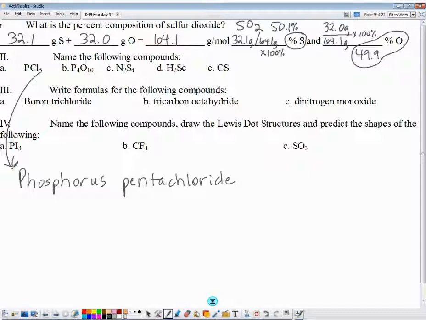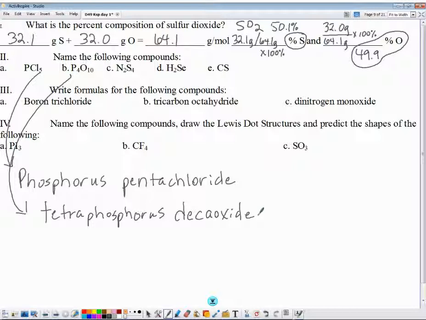All right, so Lauren, two Lauren side by side. Laura, what is the name of P4O10? Tetraphosphorus. And you said decaoxide. You can either say decaoxide or decoxide and drop off that A. Not picky about that at all.